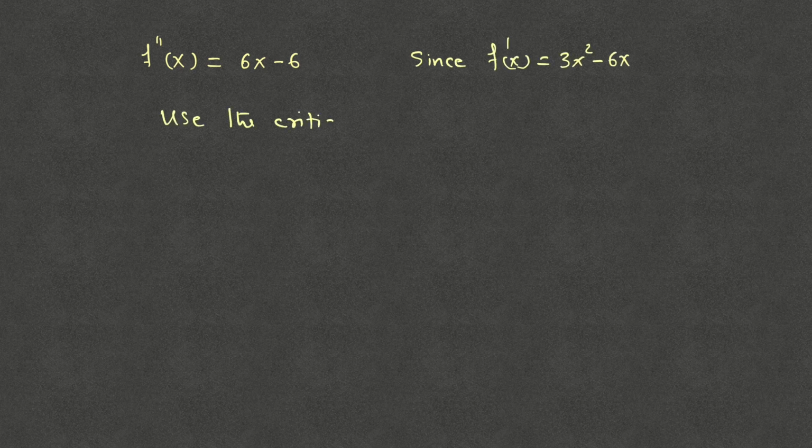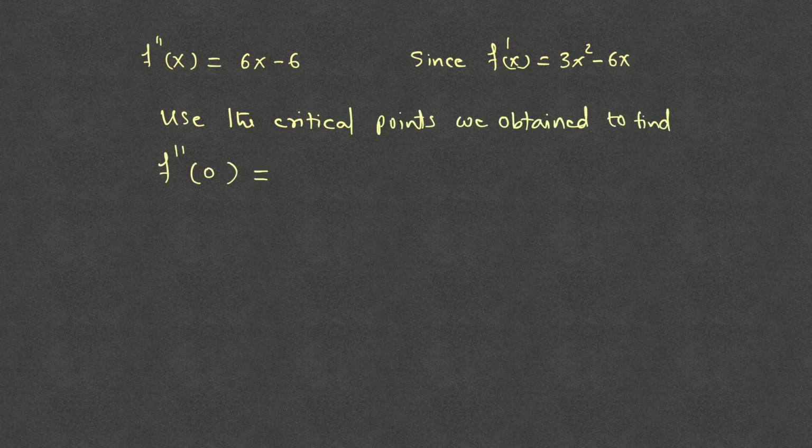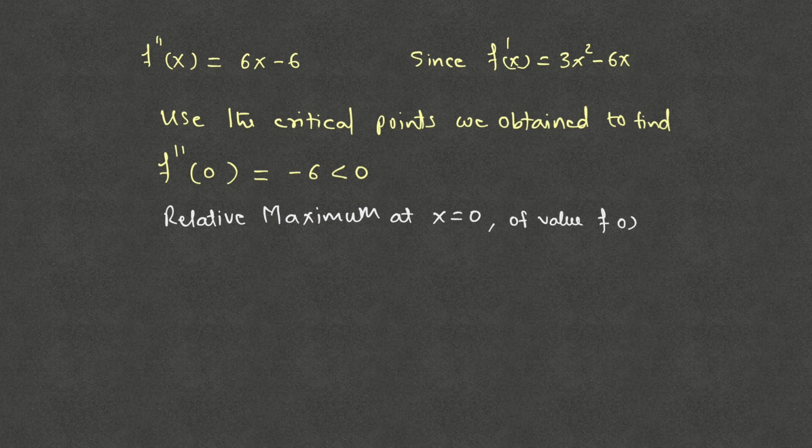Use the critical points we obtained to evaluate the second derivative. The second derivative at x equals 0 is equal to 6 times 0 minus 6, which equals negative 6, a number less than 0, which means there is a relative maximum at x equals 0. And the maximum value is f of 0 equals 0.